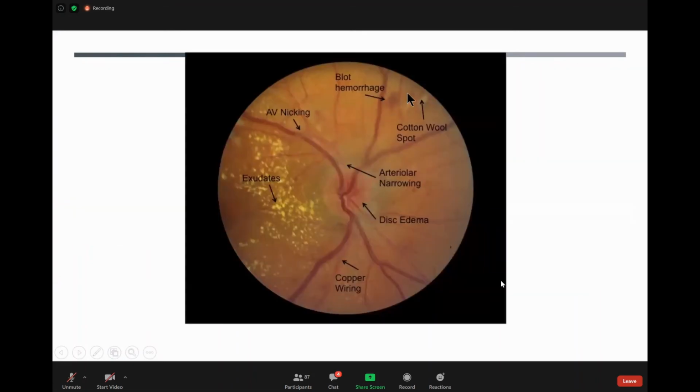So ito, no, this is your blood hemorrhages or your flame-shaped hemorrhages. These are some cotton wool spots. These are some exudates. Your exudates or cotton wool spots are also seen in your diabetic retinopathy. Ito, disc edema, no? So mataas din tong ano nito.